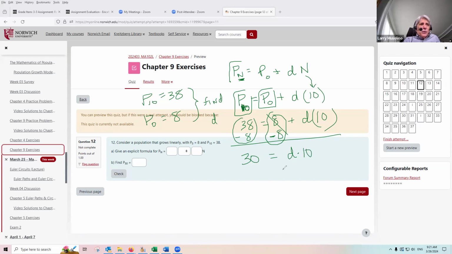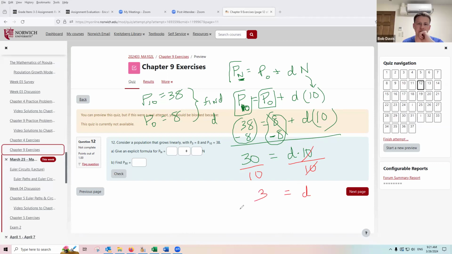One more step, because I want to get D by itself. Right now, D is being multiplied by 10. I want to cancel out a multiplication, so I use division. So I'm going to divide both sides by 10. When you multiply by 10 and divide by 10, those are opposite operations. They cancel out. I'm left with D equals 3.